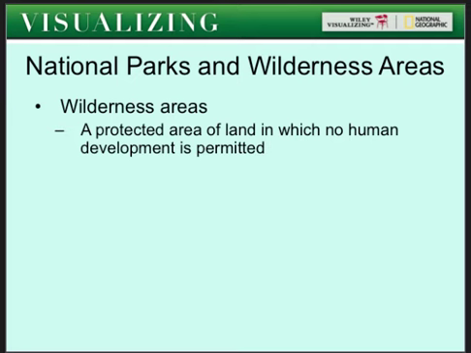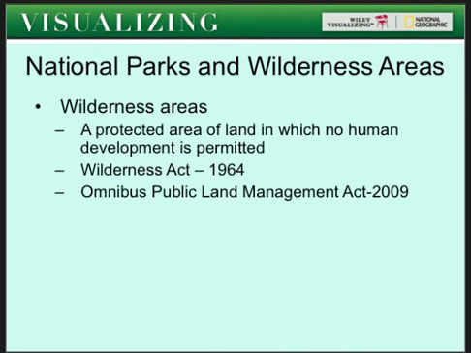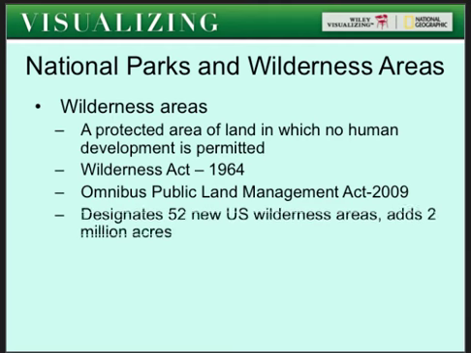There are 756 wilderness areas covering 109 million acres, and the number of visitors is restricted. The Omnibus Public Land Management Act of '09 designates 52 new U.S. wilderness areas and adds 2 million acres. It's opposed by those who do business on public lands and wish to use them to develop goods and services in order to expand the economy and create jobs.